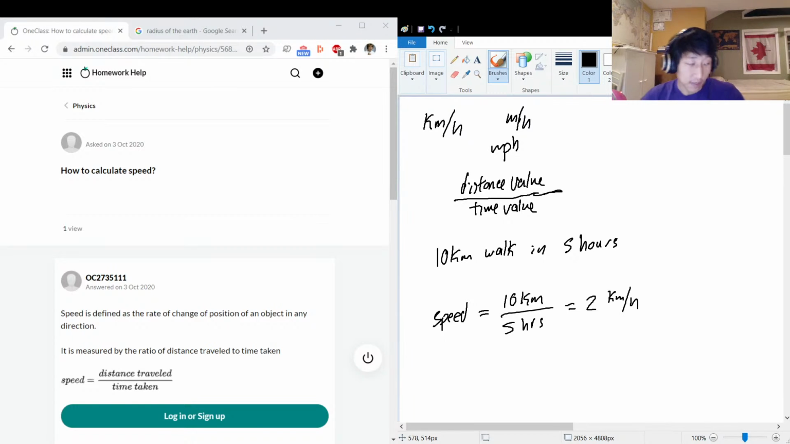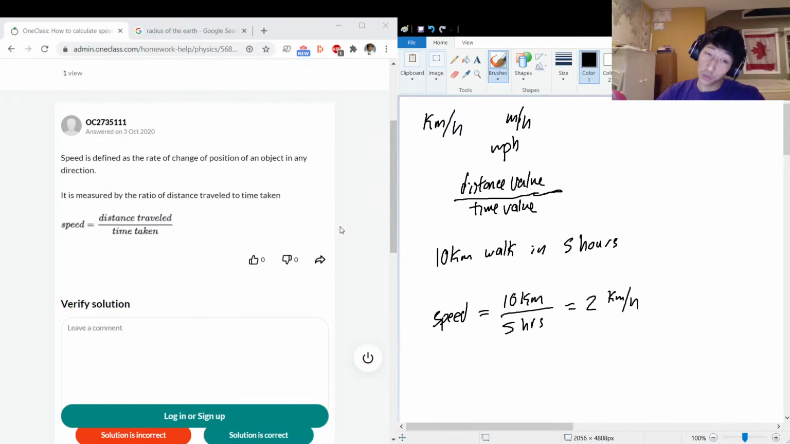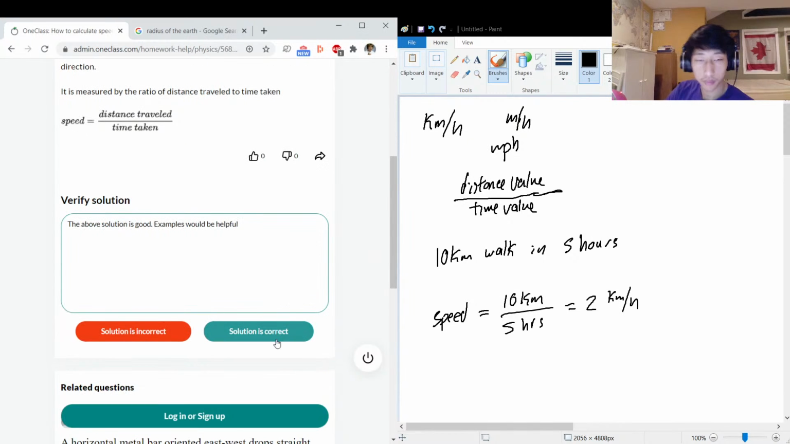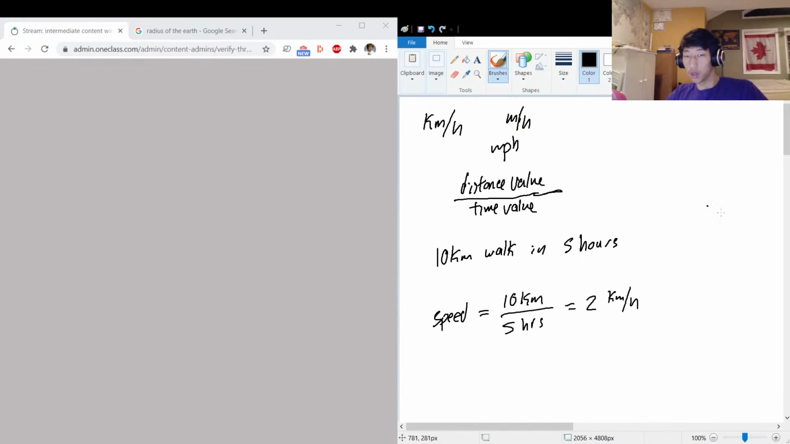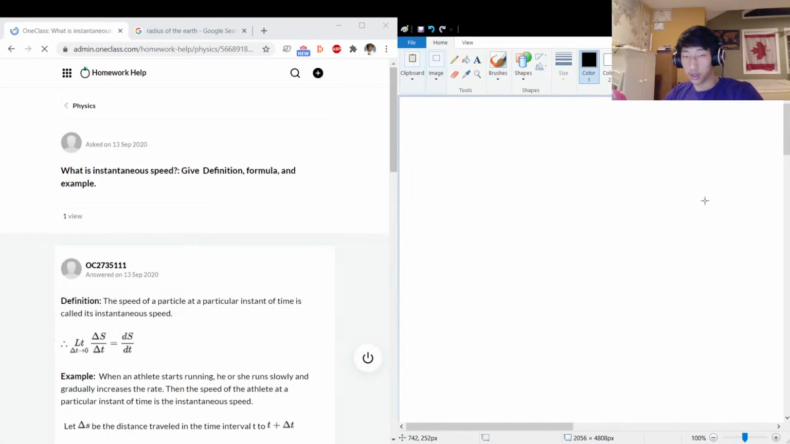If you got the need for speed, indeed, and you will succeed if you use these equations, if you know what I mean. Yeah. Cool. So the above solution is good. Examples would be helpful. Okay, cool.